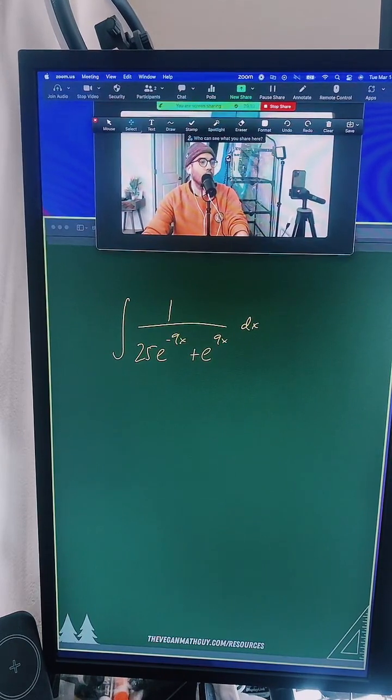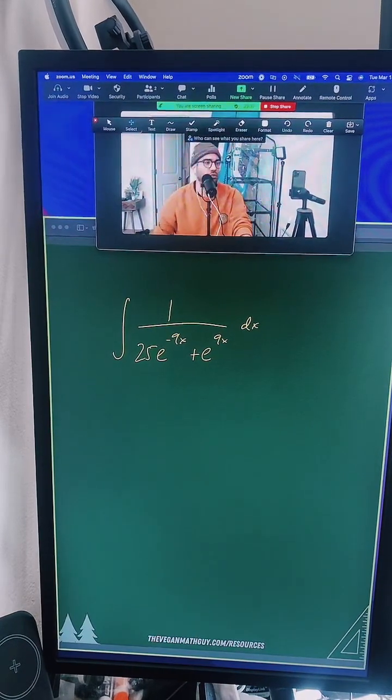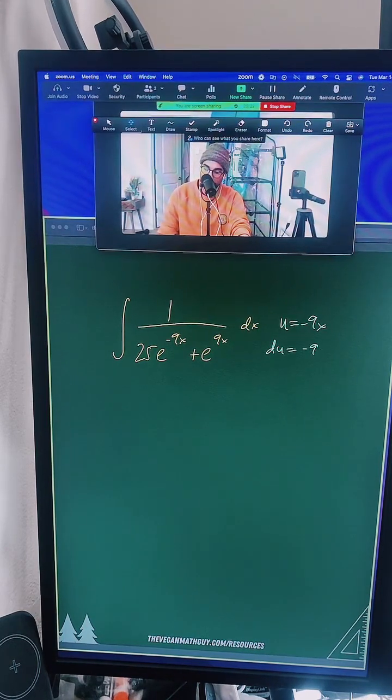Okay, cool. Well, let's go ahead and start off by, I see the 25. Let's do some u sub, just to get rid of that negative 9x. This might not be the only sub that we have to do, but for now, let's just make u equal to negative 9x. du is equal to negative 9 dx. So then du over negative 9 is equal to dx. And so now what we have is the integral of 1 over 25 e to the u plus e to the u. I'm sorry.